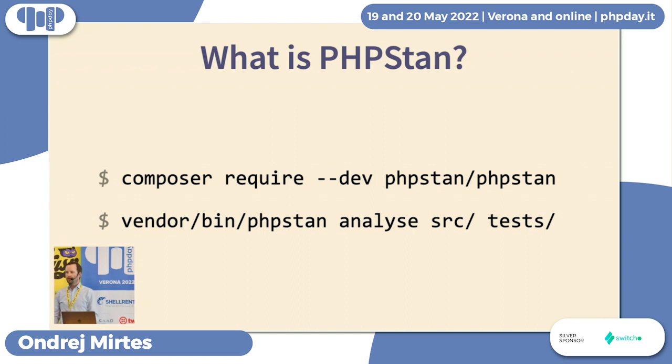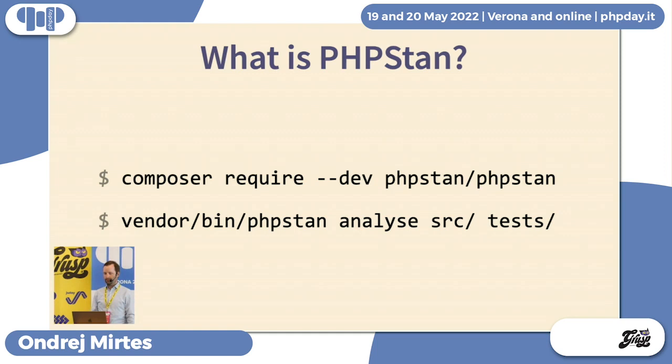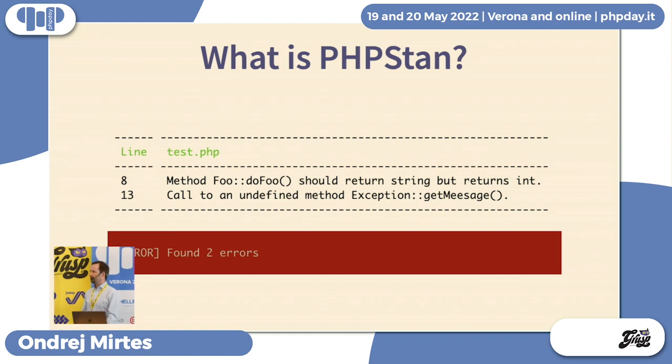But PHP is interpreted. If you make a mistake, it's going to crash when the line of code is executed. So PHP developers, if it wasn't for static analysis, would spend a lot of time uncovering mistakes that wouldn't even compile in other compiled languages. So this is how output from PHPStan looks.